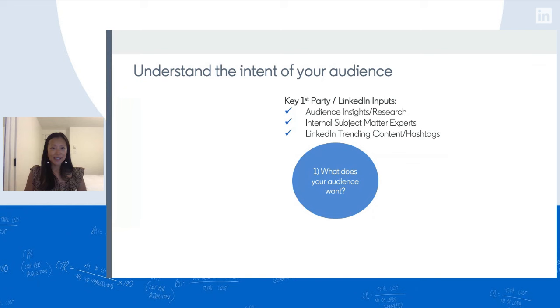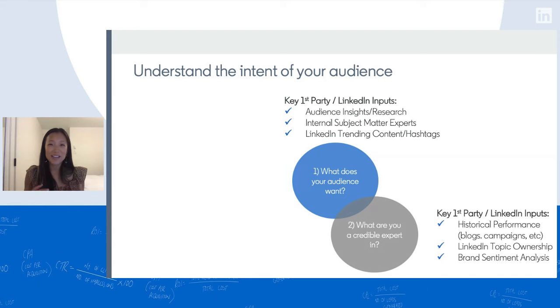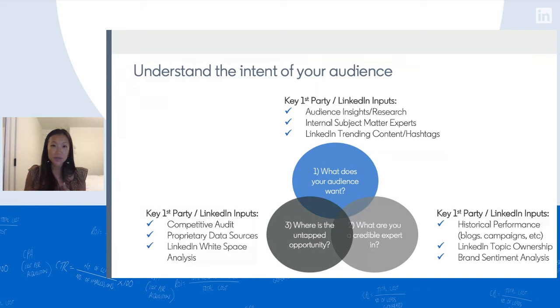Then finally, understanding the intent. This is a really meaty one. Why are people coming and what's important to them? And I think if you can start by asking yourselves these three questions, you'll be in a really good spot. One, what does your audience want?